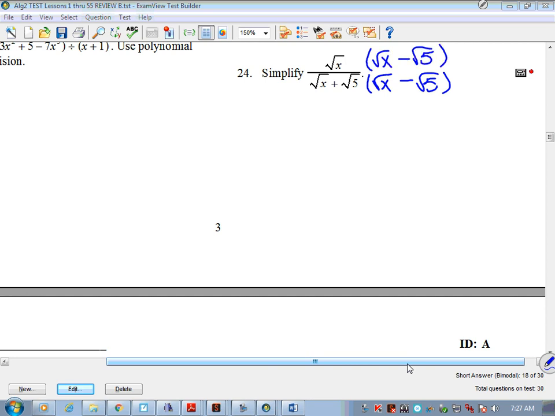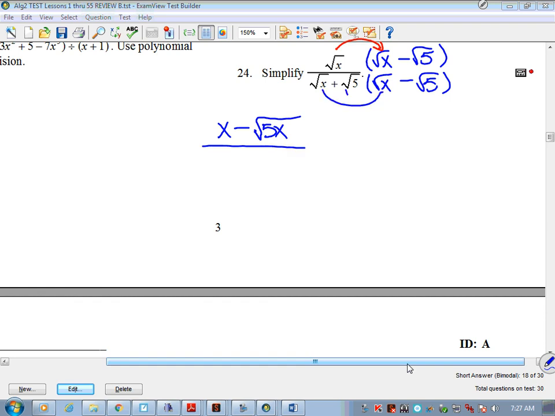Okay, and then we're going to distribute. We can distribute across the top. So radical x times radical x would be radical x squared. Anytime I multiply a radical by an identical radical, I'm going to get just that whole number, so in this case x. And then radical x times negative radical 5 is going to be negative radical 5x with all of it in there, because that won't reduce on its own.